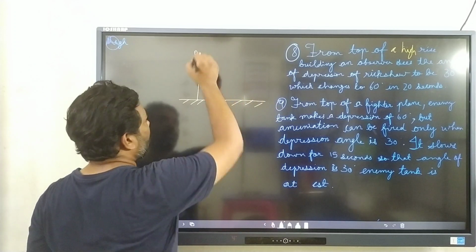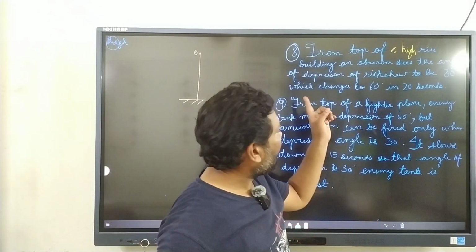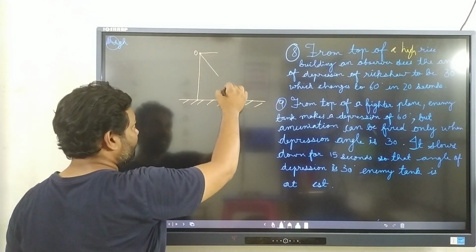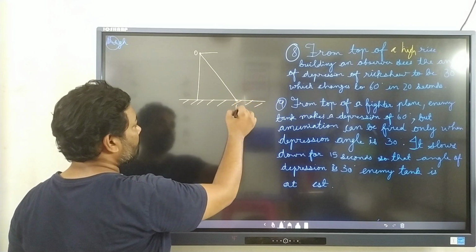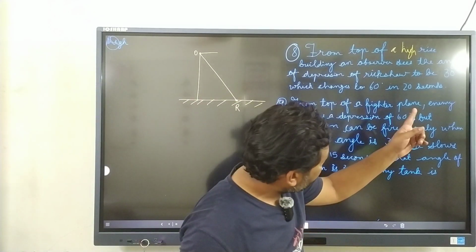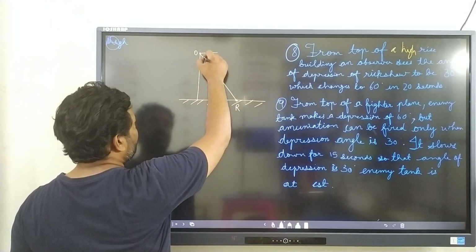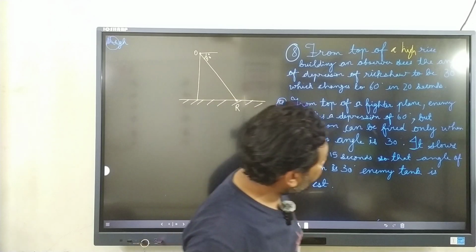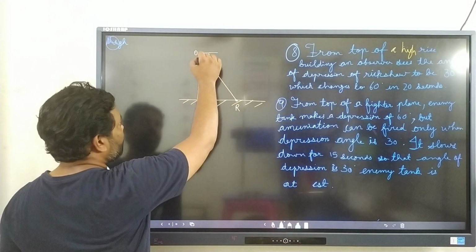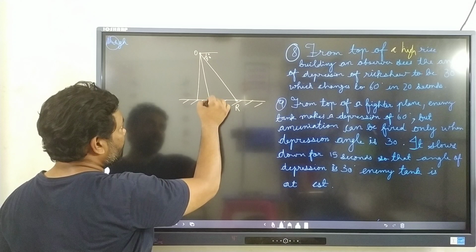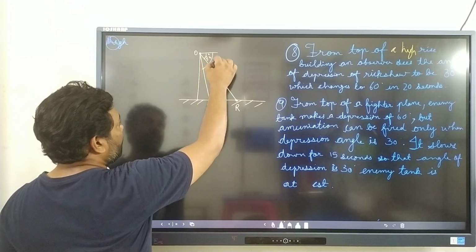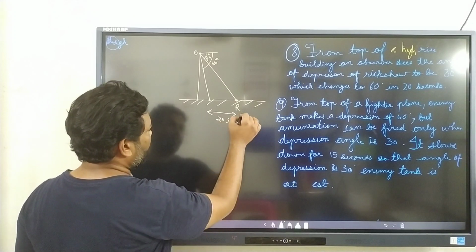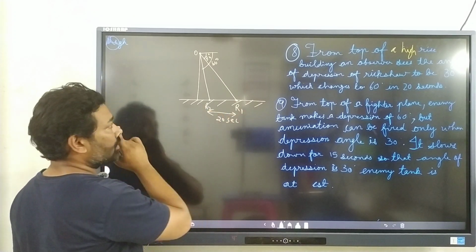We'll label it as O. Right, sees the angle of depression of the rickshaw. Depression means horizontal and downward. So here will be the rickshaw, let's say R. The angle of depression was 30 degrees, which changes to 60 degrees in 20 seconds. So this angle of depression changed to 60 degrees. Now this is 60 degrees. The time taken to change the angle of depression was 20 seconds. So from position R1, the rickshaw has traveled to position R2.